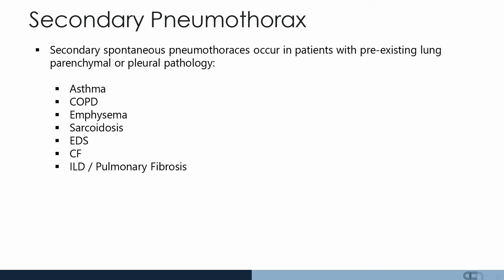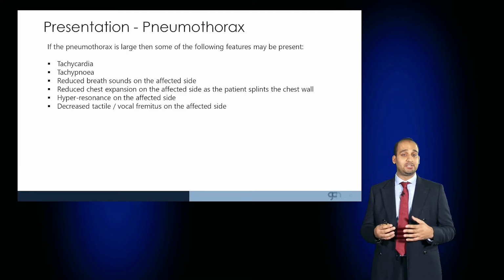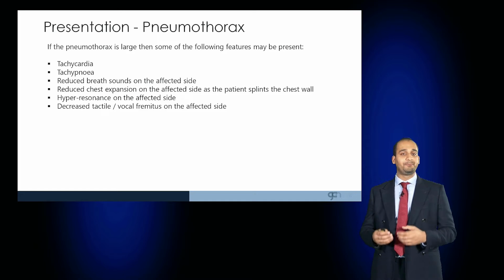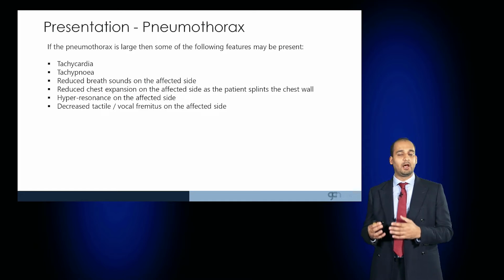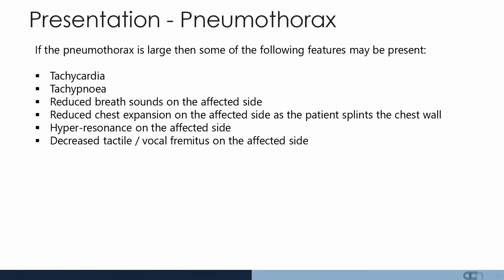secondary pneumothorax. Now, if the pneumothorax is large, the patient will present with chest pain, they would appear tachycardic, tachypneic, they would have reduced breath sounds on the affected side, reduced chest expansion on the affected side, and hyperresonance on percussion on the affected side. They would have decreased tactile and vocal fremitus on the affected side.